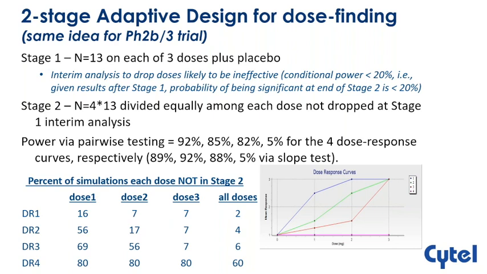For dose response curve 2, there's a much higher percentage chance of dose 1 not being selected, and that's good because the green dose response curve has a low response for dose 1. The probability of being dropped is higher for dose response curve 3 for the 2 low doses, which is what you want. And there's a high probability of not taking any doses to the second stage, 60% for the null case. So you could see the advantage of even a single interim analysis when you drop doses.